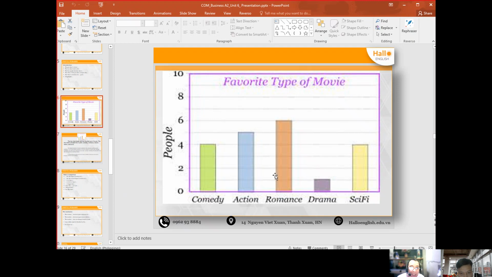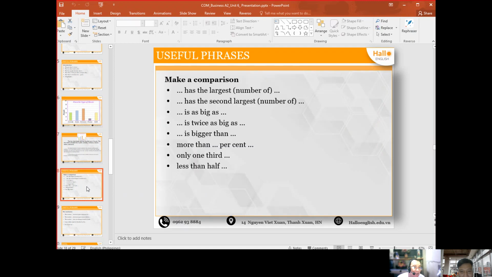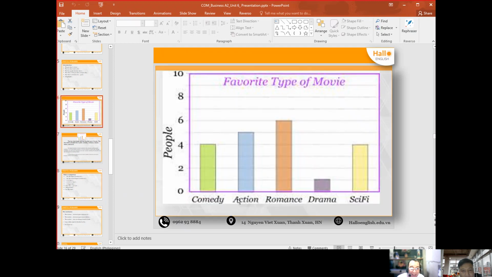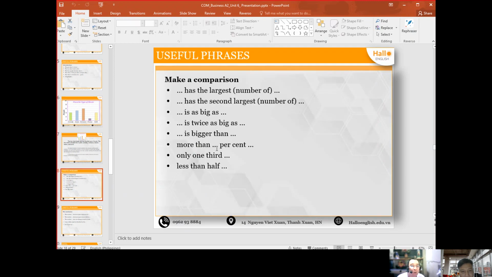What do you think would be "twice as" in here? We don't have it, because in here it's four. Just for example, if there would be something twice as big, you can say that. Or you can also say "is bigger than." So romance is bigger than action movies. And then you can say "more than."